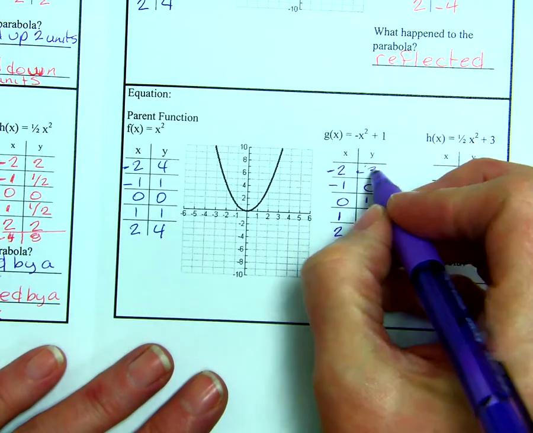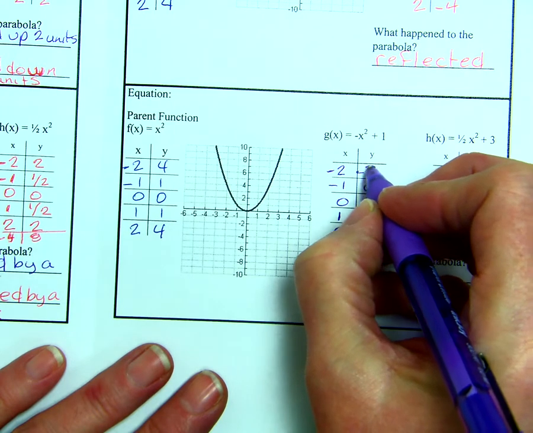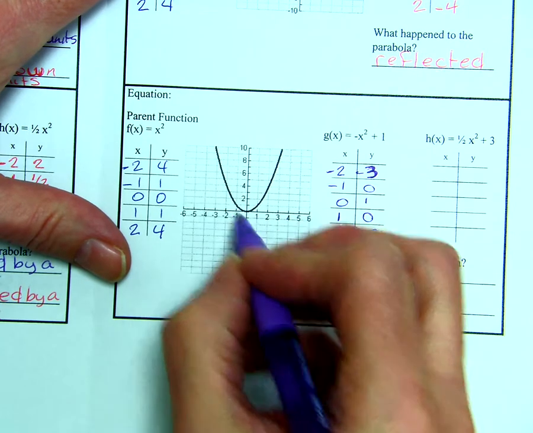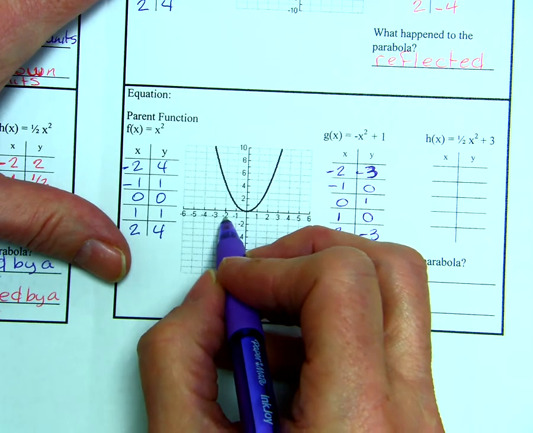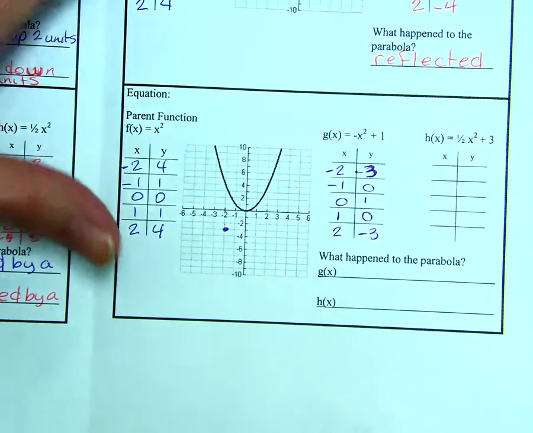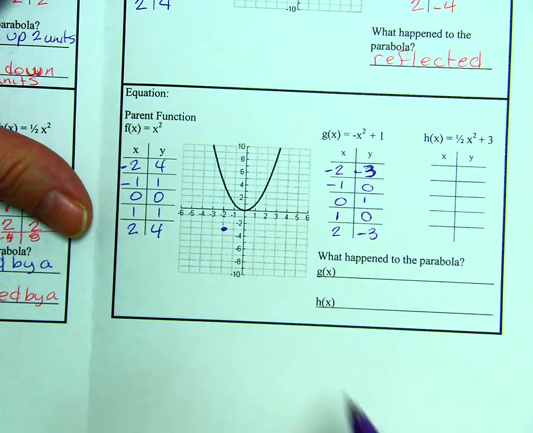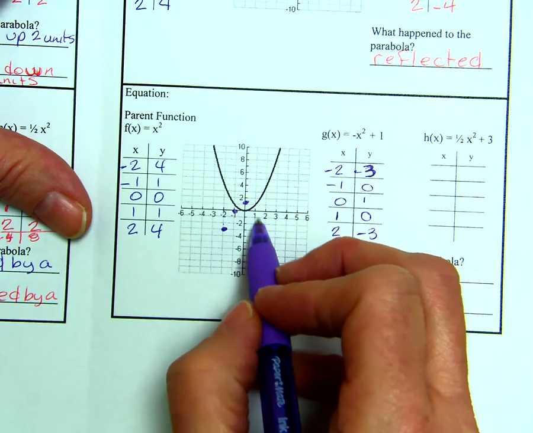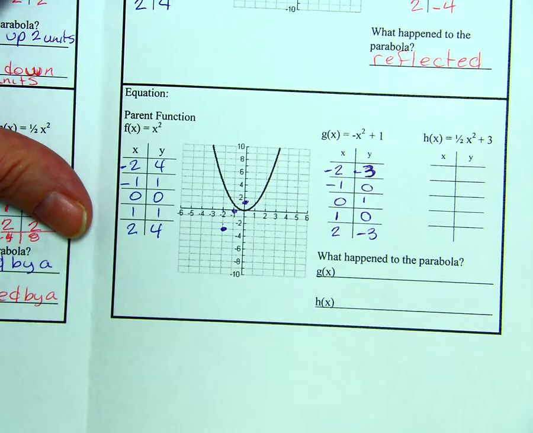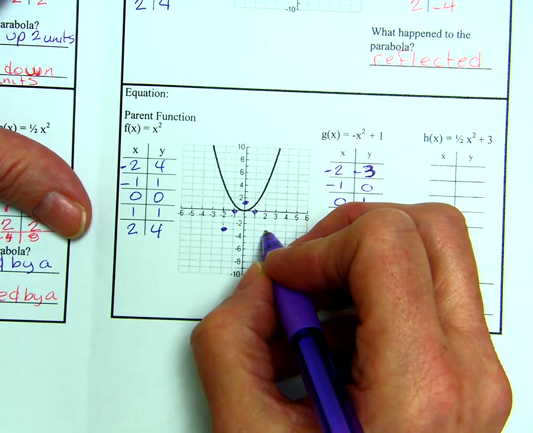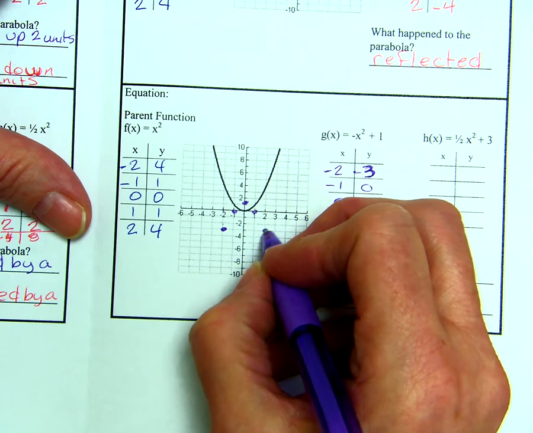So they will not share a common vertex. So let's plot these points. -2 gives us a -3. 1, 2, 3. These are a little small for my eyes. And then -1 gives us a 0. 0 gives us a +1. As you can see, they no longer share that vertex. And then 1 gives us a 0, and 2 gives us -3. So these points have been plotted.